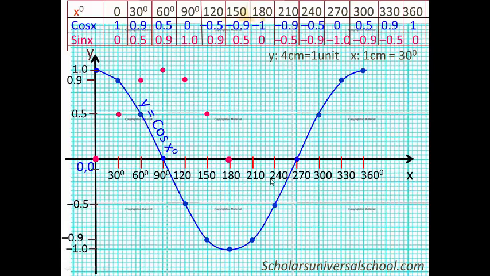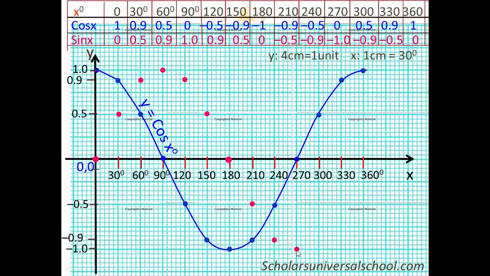So you go to 210 and you have minus 0.5 here for sine x. And for 240 degrees, you have minus 0.9, and that minus 0.9 is here for 240 degrees. And for 270 degrees, sine x is at its minimum again, at minus 1, which is the minimum point for sine x. So you have it here.